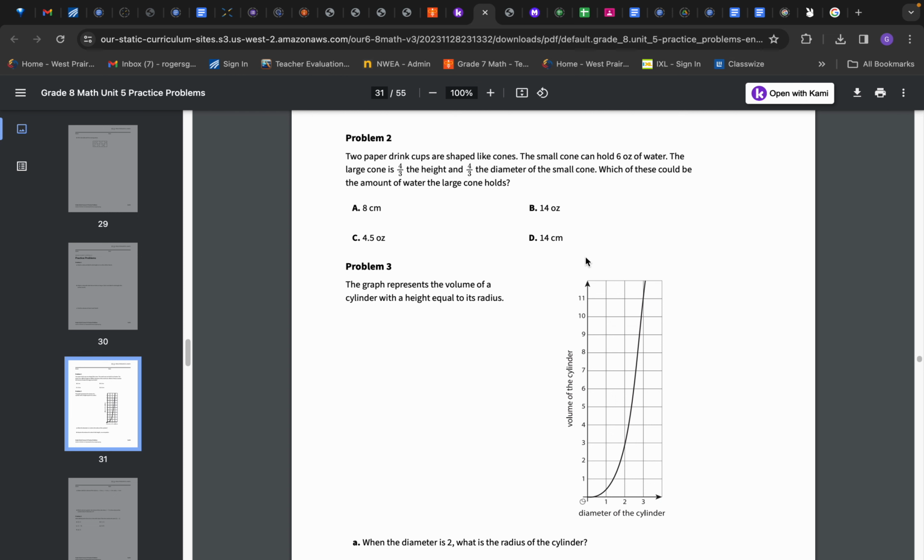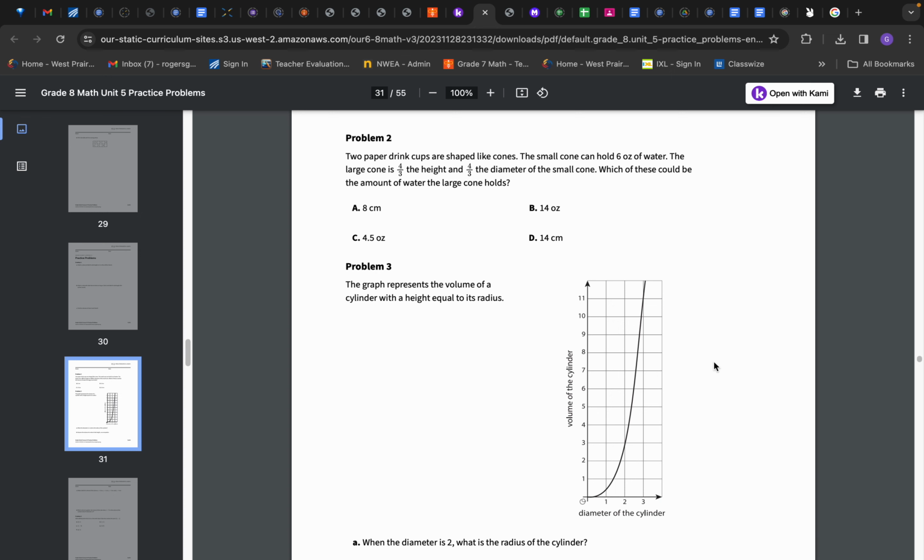And notice it's pretty much wanting to see, are you paying attention to the units? 6 ounces. Probably don't want to talk about centimeters. That's not a volume. And we don't want to really talk about the larger one being less. So by process of elimination, I don't even know why I bothered doing all that math. But notice that the height and the width got 1 1/3 wider, but the volume almost tripled, more than doubled.